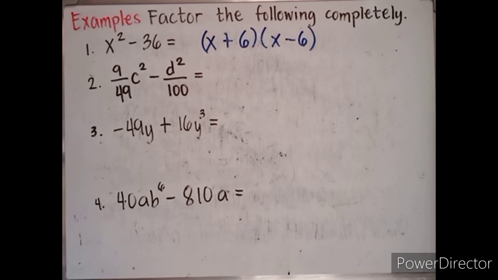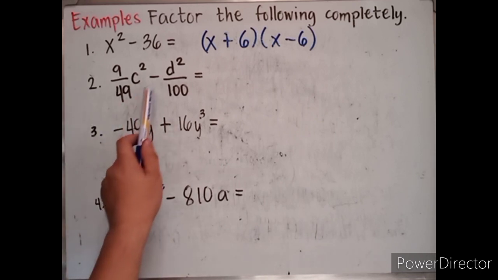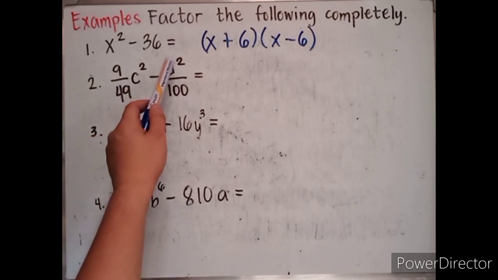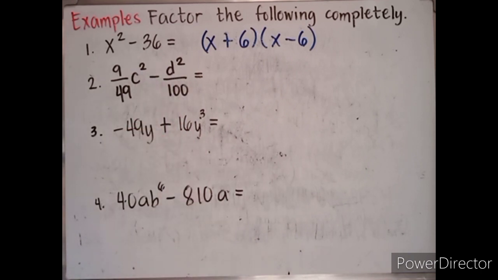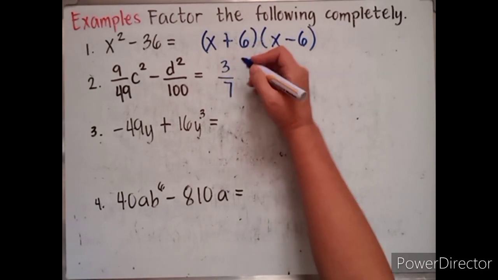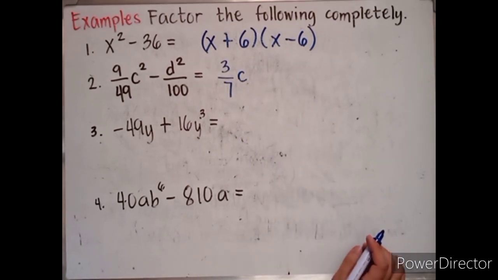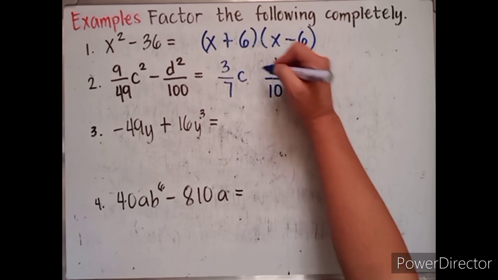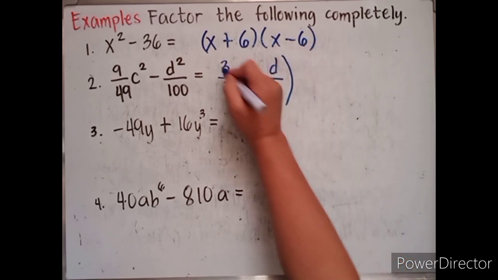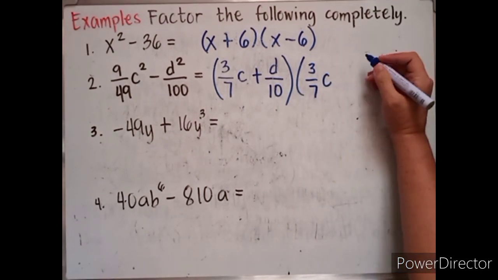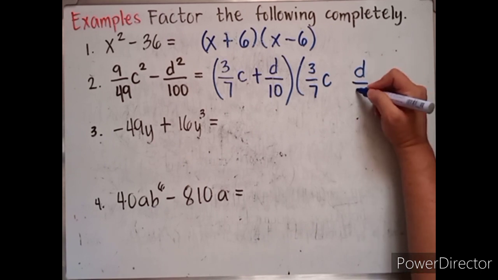Okay, number 2. So, let's try to see if this falls under. So, minus to, square root, perfect square number then, even ang ating exponent. So, therefore, it falls under DTS. Square root ng 9 ay 3. Square root ng 49 ay 7. Square root ng c squared ay c. Square root ng d squared ay d. Square root ng 100, 10. So, lalagyan lang natin to ng plus. Yung isa plus. Tapos, yung isa naman ay, kokopyahin lang natin silang lahat. 3/7c. And then, we have 3/10.